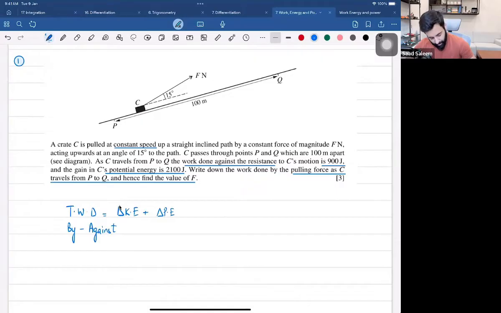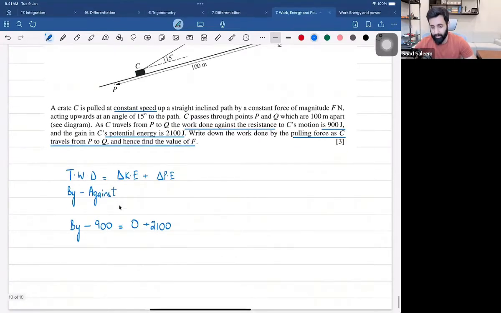So do we have that? No, we don't. So what's the work done by the force? We don't know. In fact, that's exactly what we're supposed to calculate. What's the work done against resistance? We have that. That's 900 joules. What is the change in kinetic energy? There is no change in kinetic energy because it's moving at a constant speed. However, what's the change in potential energy? That's equal to 2100 joules.